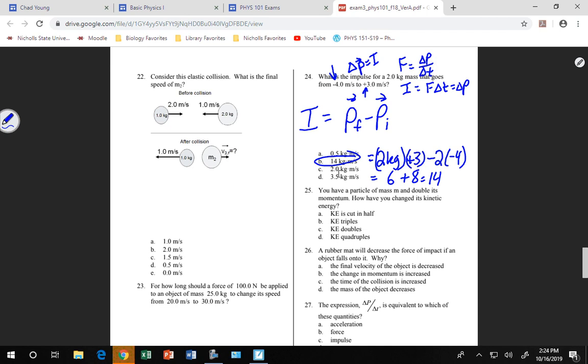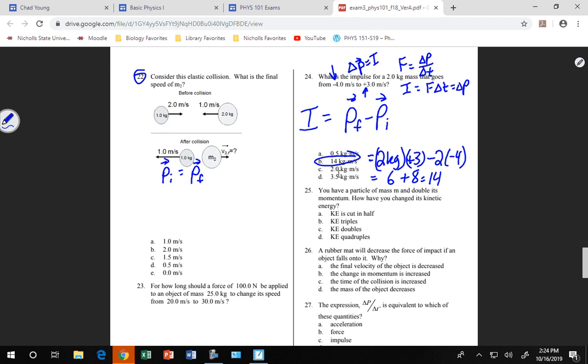Let's look at this collision. You're going to have a collision problem. So you'll have one of those roller coaster problems, and you'll also have a collision problem. It'll be very, very similar to one of these. If you look back at old tests, almost every test has a figure that looks like this. And I just ask you, what is the final velocity of one of the particles? I do that by setting the momenta equal to one another. Pi equals Pf.